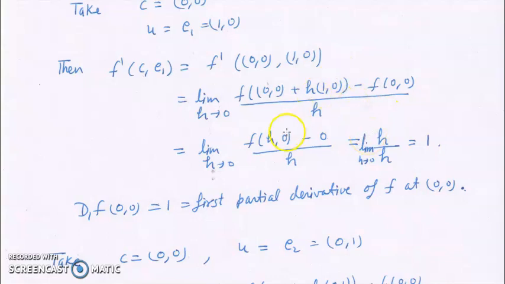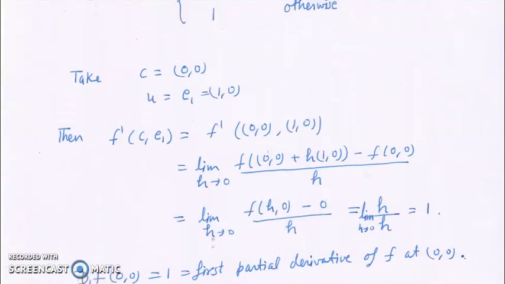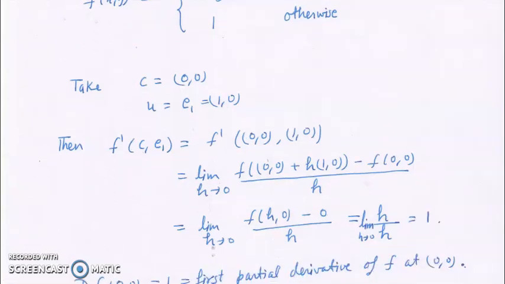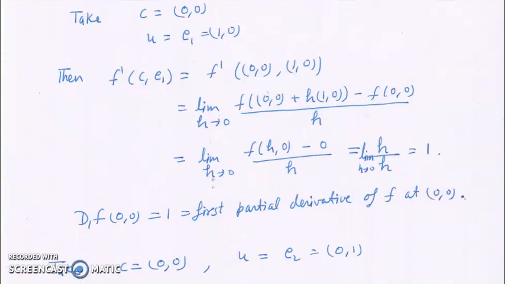Now this is f(h, 0) and f(0, 0). Because both coordinates are 0 in the second, by the definition of the function its value is 0. So f(0, 0) is 0 plus 0, which is 0, and f(h, 0) is h plus 0, so it is h. So h upon h is 1, and the limit as h goes to 0 of 1 is 1. So it means the first partial derivative, or f'(c; e1), exists and its value is 1.